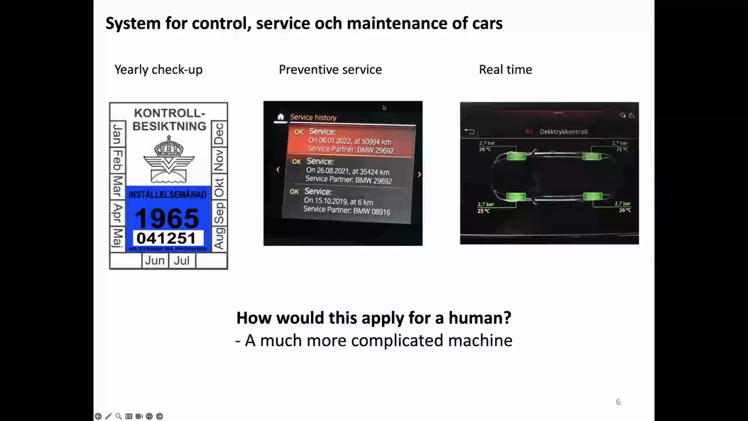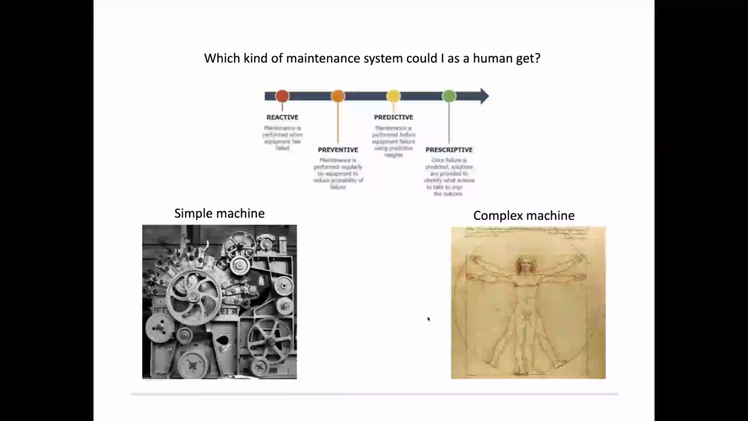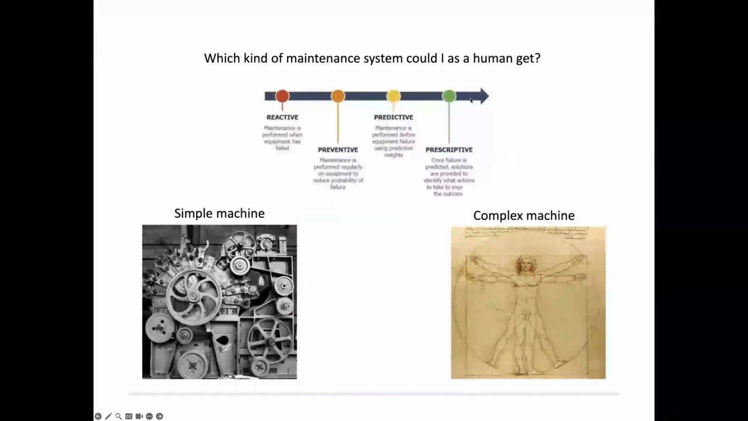The cars know a lot about themselves. They have a preventive service scheme that comes up, and you have the real-time idea of what's going on in the car with the tire pressures and all this stuff. So how would this apply for a human, which is a much more complicated machine, actually? To the left here, you have the simple machine, and here you have the complex machine. And what kind of maintenance system could I as a human get? What can I expect? Should I also have a prescriptive, predictive, preventive system, or should I stay here in the reactive system that I'm in now?